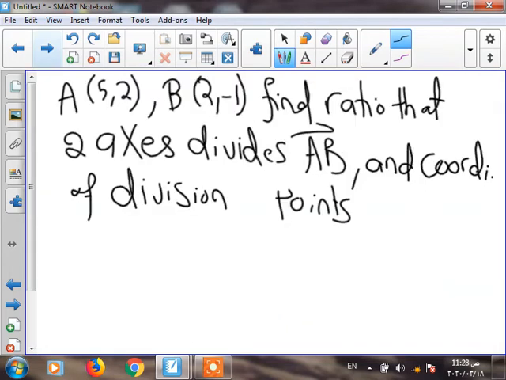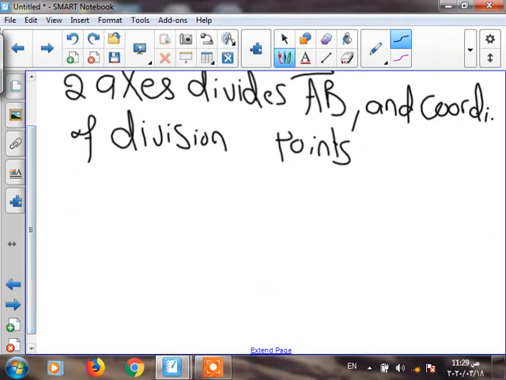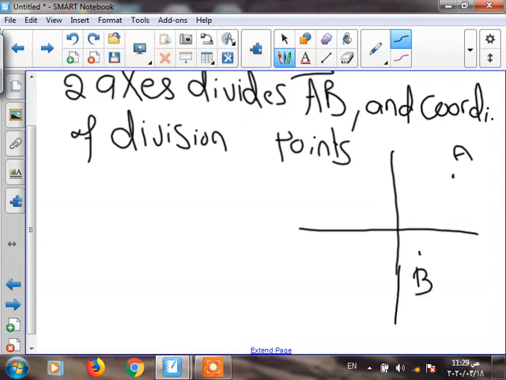You have the point A, (5, 2), and the point B, (2, -1). Find the ratio in which the two axes divide AB and the coordinates of the division points. You know that if we draw A and B as a line segment using the coordinates, for example, 5 and 2 will be here. This is going to be your A. And the second point, B, was 2 and -1. For example, it's going to be here. This will be B.